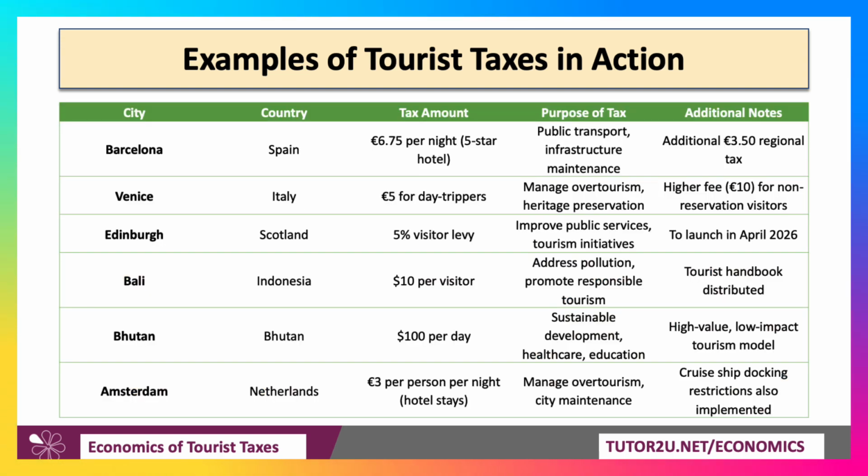And here's a quick table, if you want to take a screenshot for your notes, showing some examples of cities that have or are anticipating bringing in a tourist tax. From Barcelona to Venice, as we mentioned. Edinburgh in Scotland has launched or is about to vote on a 5% visitor levy. And that's designed to be launched in the spring of 2026. And examples there from Bali, from Bhutan, as we mentioned, and also from Amsterdam in Holland, $3 per person per night. Keep in mind, oftentimes these tourist taxes are in conjunction with other interventions. So, for example, in Amsterdam, cruise ship docking restrictions were also implemented. Likewise, I think, in Venice.